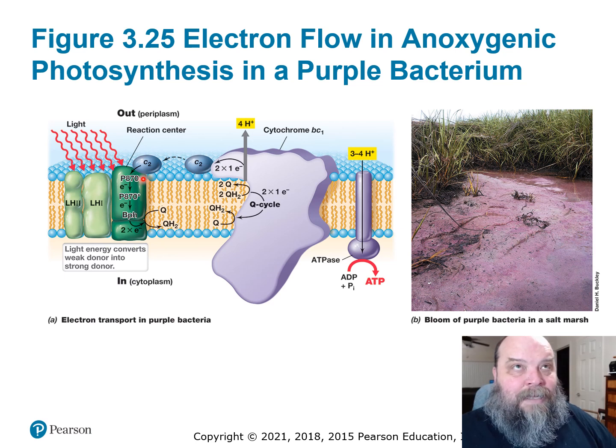Since this is anoxygenic, that electron will then be passed back here. Notice, no splitting of water. That electron gets excited, gets recycled, and then passed back. In the process of bleeding that energy off that electron, hydrogens get pumped, setting up our proton motive force, and then those hydrogens flow back through ATP synthase. There's the ATP for that cell.